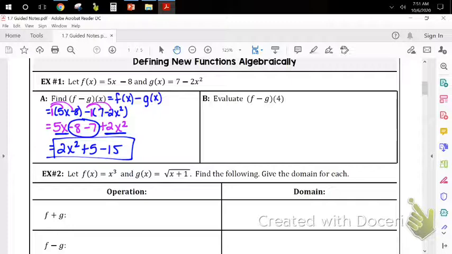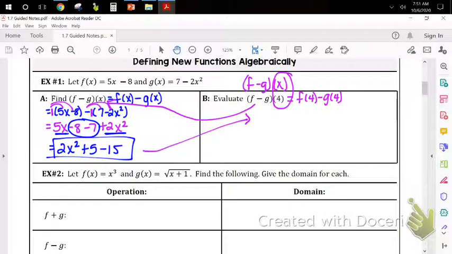Now B says we want to evaluate f minus g of 4. So we have two choices here. This means that we can take f of 4 minus g of 4, or wait, we already did f minus g with respect to x, and we found what that equation was. The only difference between that, f minus g with respect to x, and what we're looking for right now is the fact that x is being replaced with a 4.